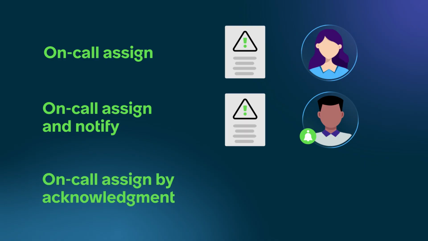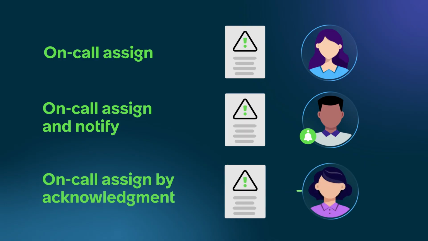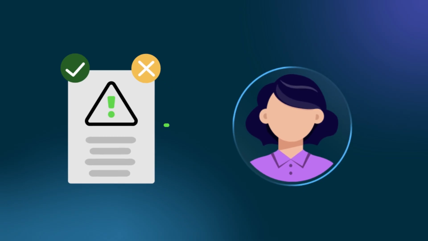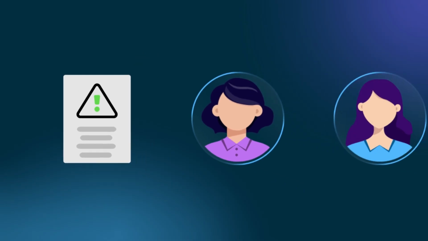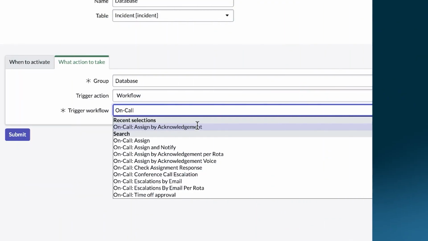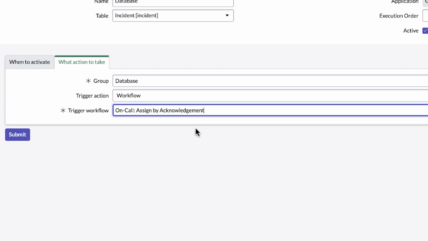And the on-call assign by acknowledgement workflow sends an actionable notification to a roster member, with an option to accept or reject the assignment. The notification is sent to the member's default contact preference or the preference set by the group manager, like text or email. If that member rejects the assignment, the app forwards the notification to the next member in the escalation path. We'll choose on-call assign by acknowledgement.